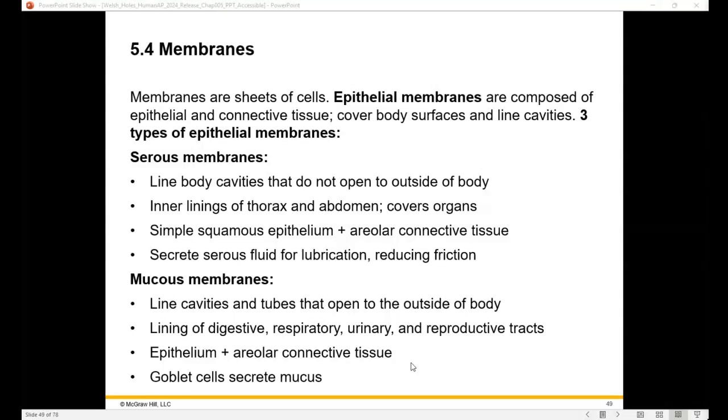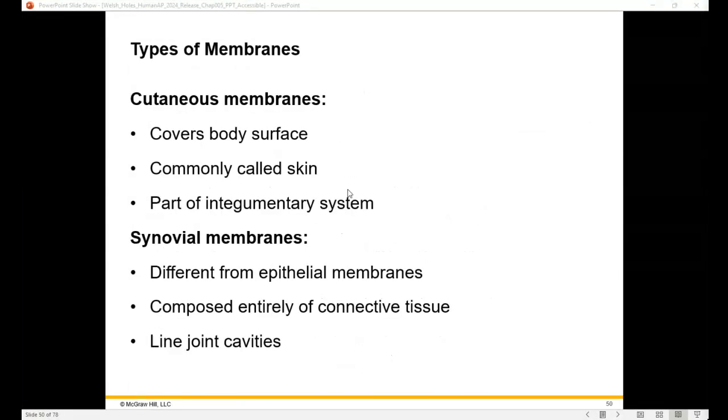Next, mucous membranes. They line the cavities and tubes that open to the outside of the body, the lining of the digestive system, respiratory, urinary, and reproductive tracts. They're composed of epithelium and areolar connective tissue. And they have goblet cells that secrete mucus. Okay, cutaneous membranes. They cover body surfaces, commonly called skin. So it's part of the integumentary system. And then we have the synovial membranes. They're different from epithelial membranes. They're composed entirely of connective tissue, and they line the joint cavities.